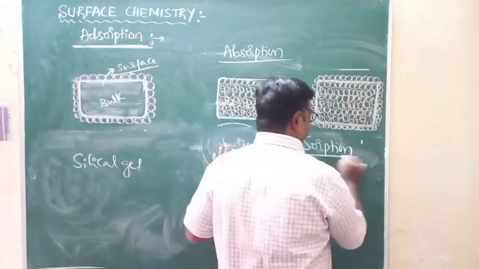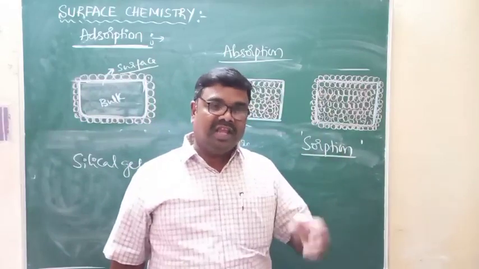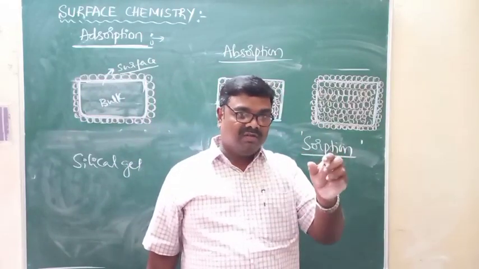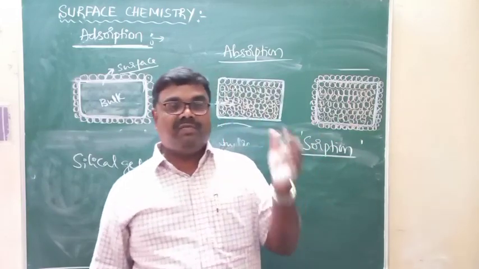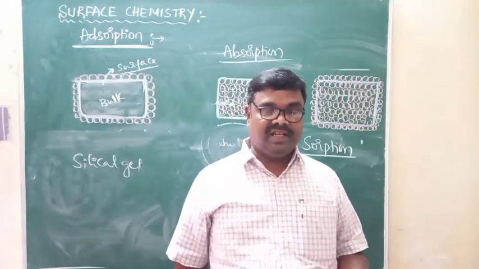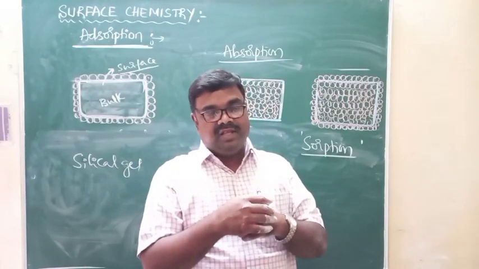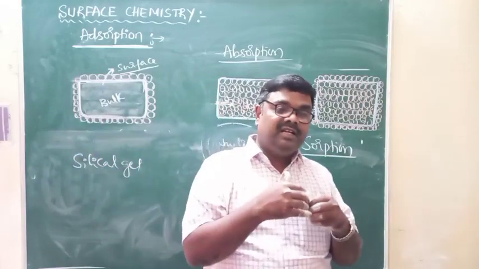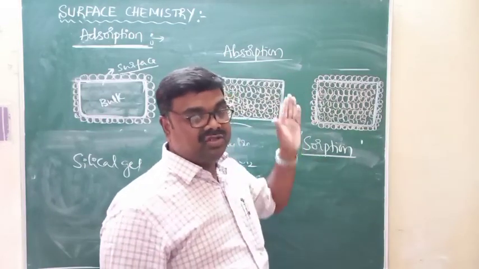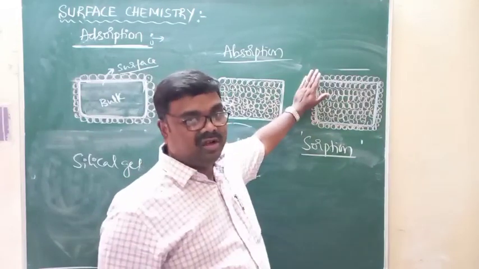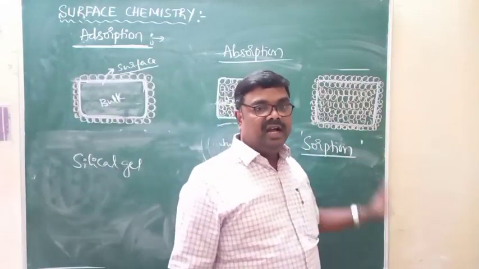As far as sorption is concerned, an example is when cotton is soaked in ink. Adsorption and absorption of ink particles take place simultaneously. Some of the ink particles will be retained on the surface of the cotton fibers, and some will penetrate into the cotton fibers. That's why cotton soaked in ink is an example for sorption. So this is adsorption, absorption and sorption, with examples.